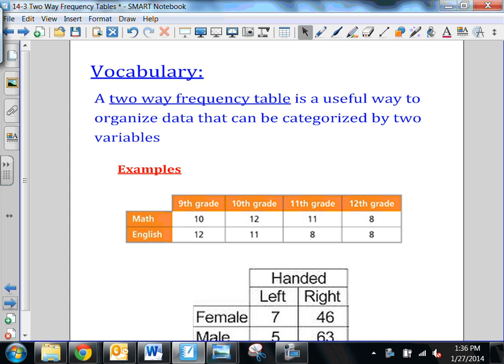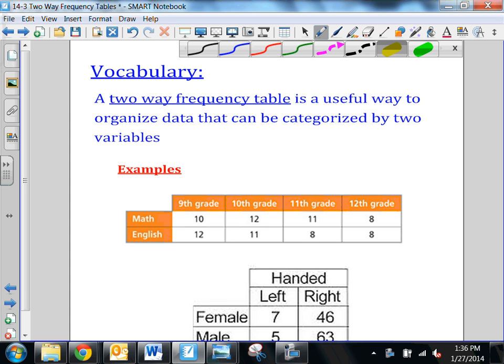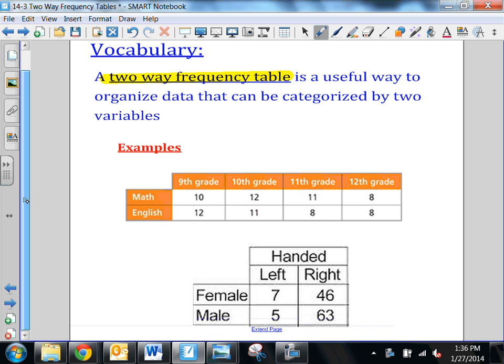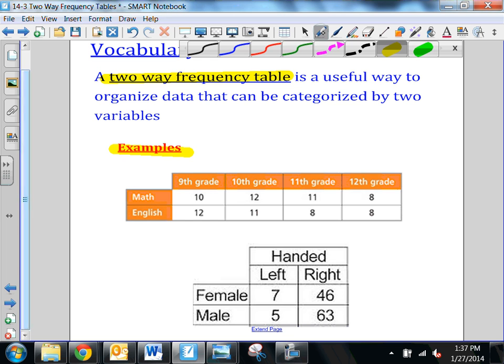First, vocabulary: two-way frequency table. It's a useful way to organize data that can be categorized by two variables. And you can see these are two examples. Pretty common. You've probably even seen some of these before and haven't known necessarily that it was a two-way frequency table. But you can ask a lot of questions and show a lot of data from a two-way frequency table.